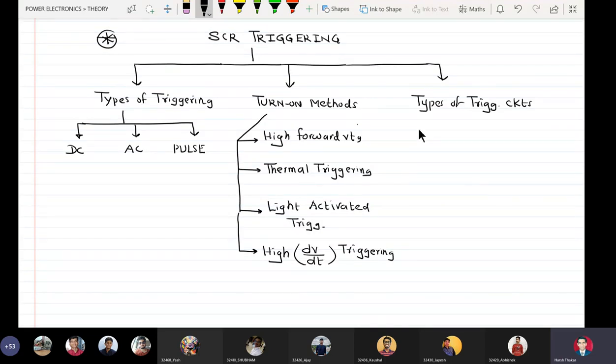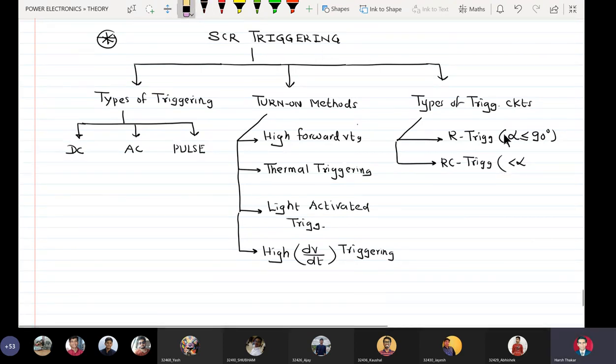Types of triggering circuits are again classified as R triggering. Here in R triggering, we can get alpha only less than or equal to 90 degrees. You cannot achieve firing angles greater than 90 degrees in R triggering. If you add one capacitor here, you will have alpha greater than 90 but less than 180.